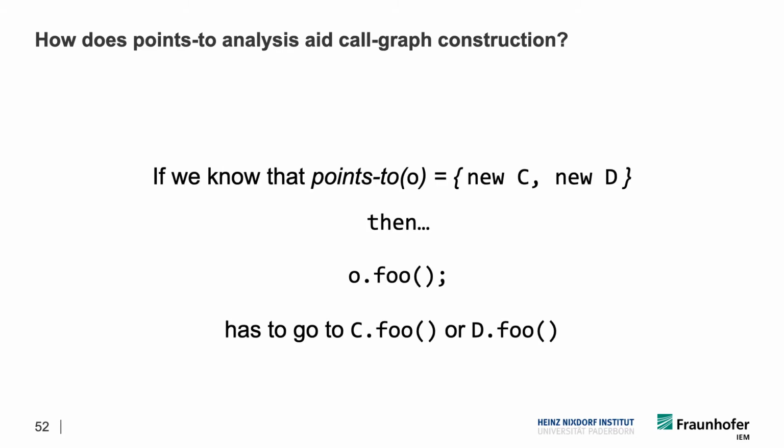So the whole reason for why we are doing this points-to analysis is that if we know now that the points-to set of some variable O only contains these allocation sites here, like new C and new D, for instance, then we know that any call foo to that same variable has to go to C.foo or to D.foo, right? Assuming that C and D actually implement these methods. So basically the types of the allocation sites that you have in the points-to set of a variable tell you directly all the possible objects that could be the potential call targets for any call on that variable.